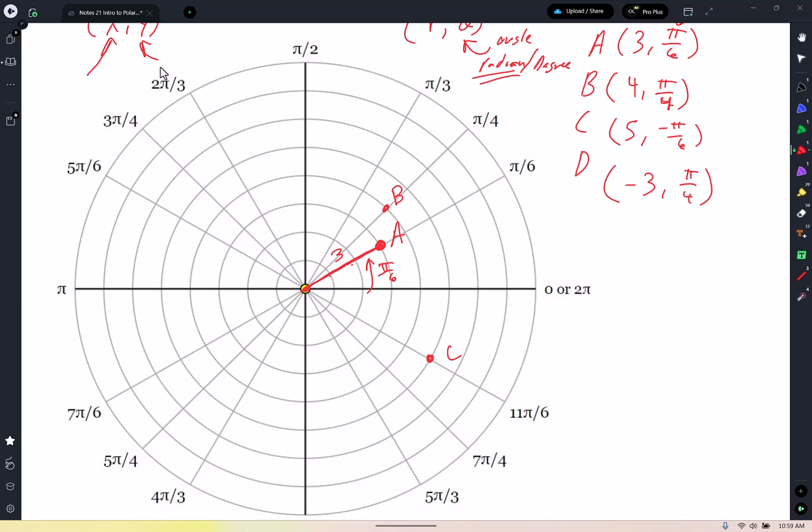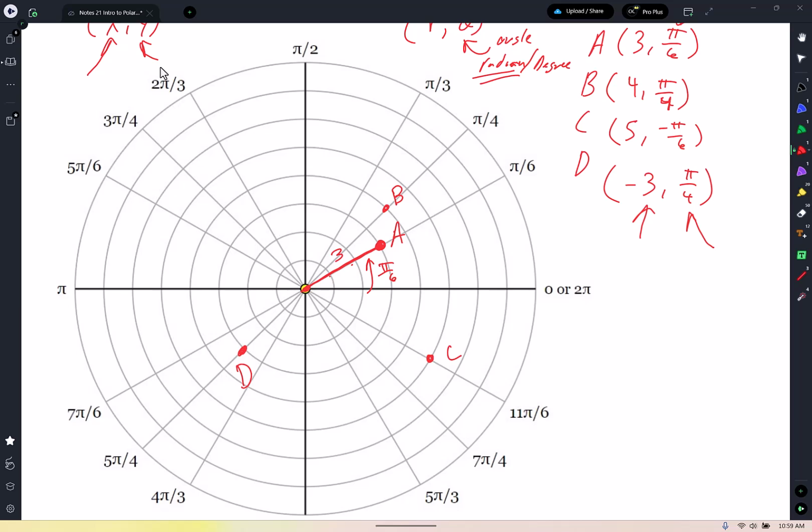Okay. Pi over 4 comma negative 3. All right, do the angle first. Pi over 4, it's this one right here in quadrant 1. But that negative 3 means it goes in reverse. So you're going to be in quadrant 3. Does that make sense? So I'm going to go in reverse. 1, 2, 3. Boom, point. There it is. So that is letter D. So are we okay with graphing polar?